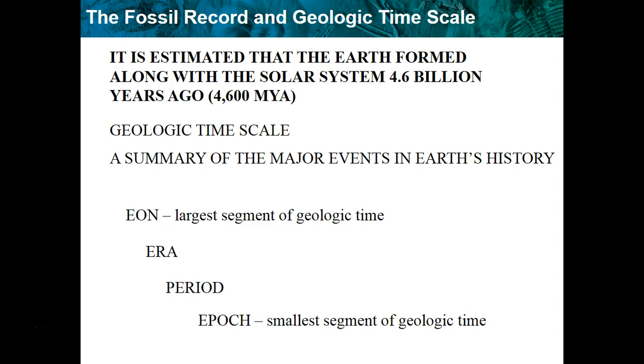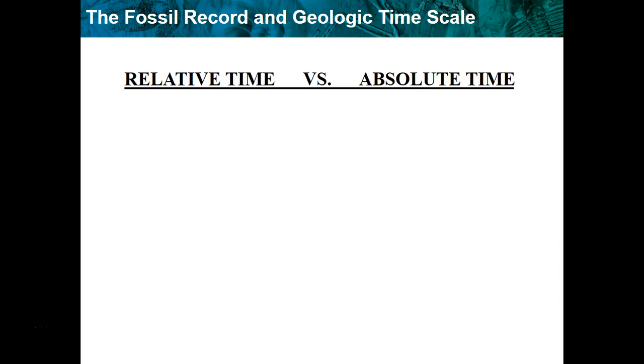It's broken down into 4 time segments. The first one is the eon, which is the largest segment of geologic time. The next one's the era. Eras are broken down into periods, and periods are broken down into epochs. Epochs being the smallest segment of geologic time.